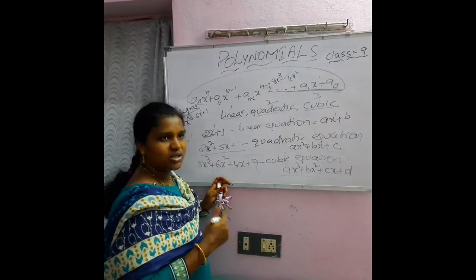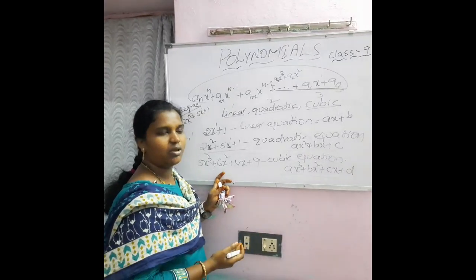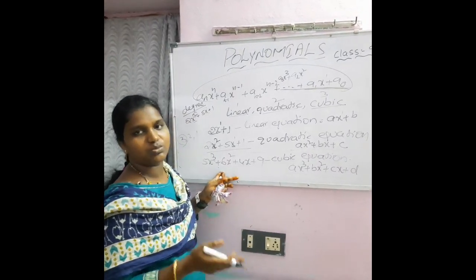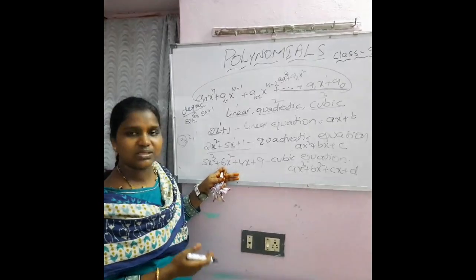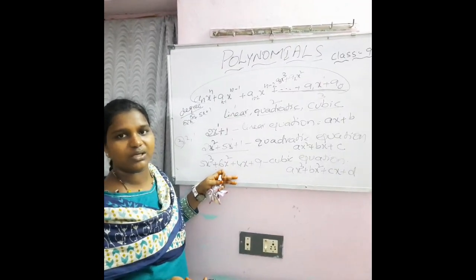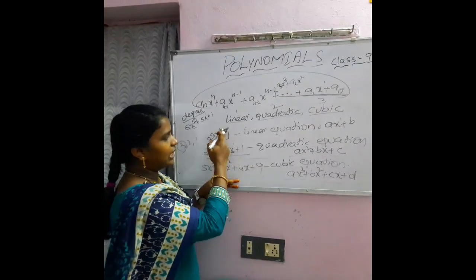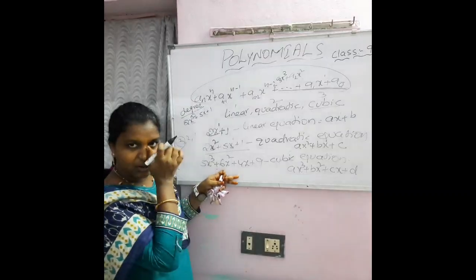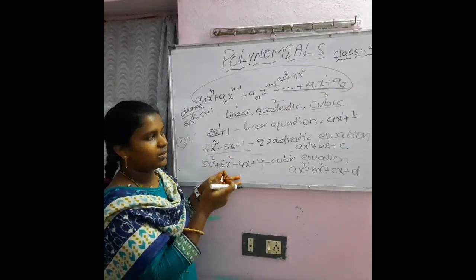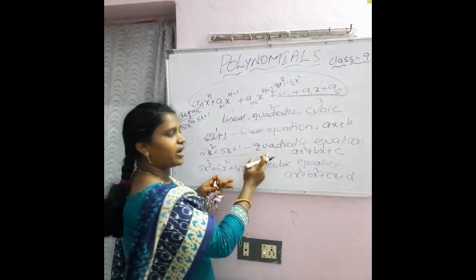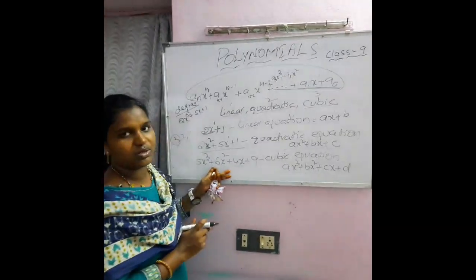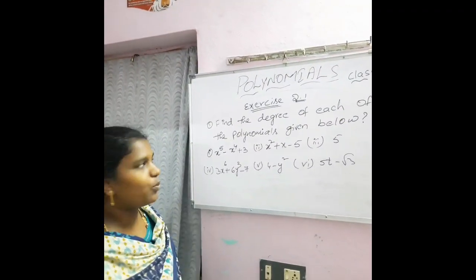So, by using the number of terms, we divided polynomials into monomials, binomials, trinomials and multinomials. Whereas by using the degree of the polynomials, we divided them into linear equations, quadratic equations and cubic equations. Now let us see our exercise 2.1.